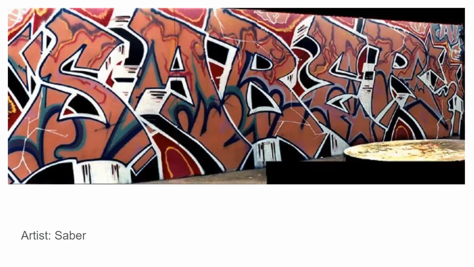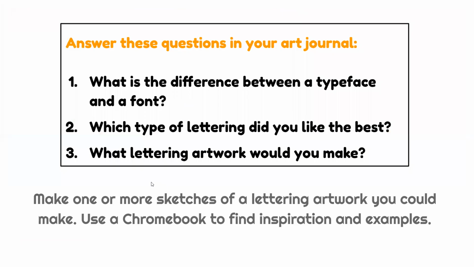All right, so the last thing I have for you at the end of this is I'm going to have you answer these three questions in your art journal right now. What is the difference between the typeface and the font? And that was right at the beginning of this. Which type of lettering did you like the best? That's up to you. And what lettering artwork would you like to make? Once you know that, then you can start making some sketches of that lettering artwork in your art journal as well. And if you need some inspiration or examples or ideas, then please use your Chromebook.